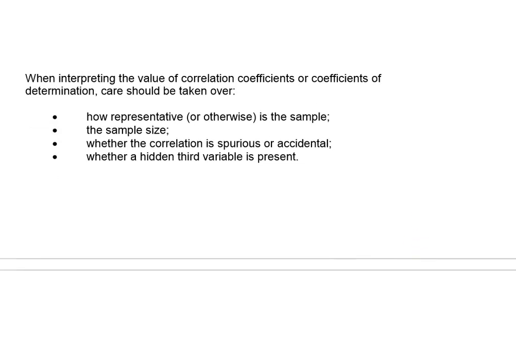When interpreting the value of the correlation coefficient or the coefficient of determination, care should be taken over how representative the sample is. Is it a valid sample? Does it reflect normal operating procedures or normal operating environments? How big is our sample? In the instance we're going to look at in a few minutes, there's only 5 pieces of data, that's not going to be a big enough sample to produce any valid statistical analysis.